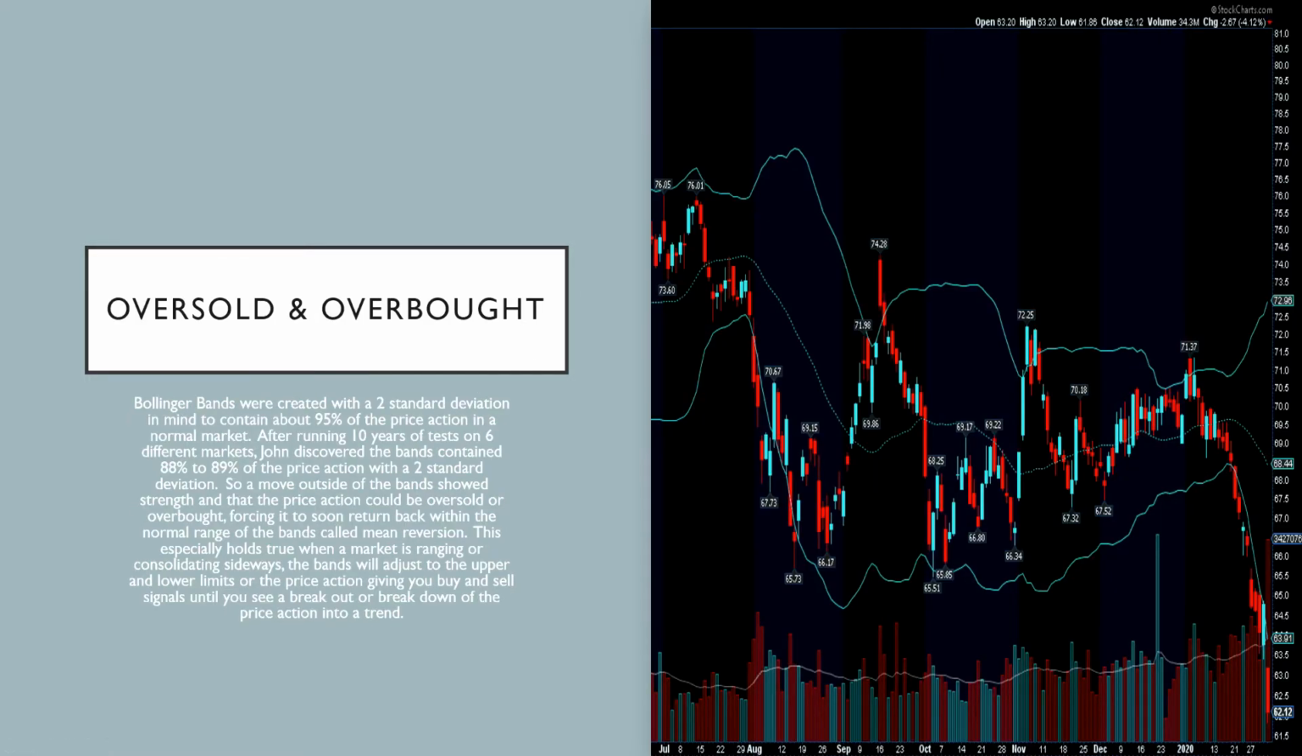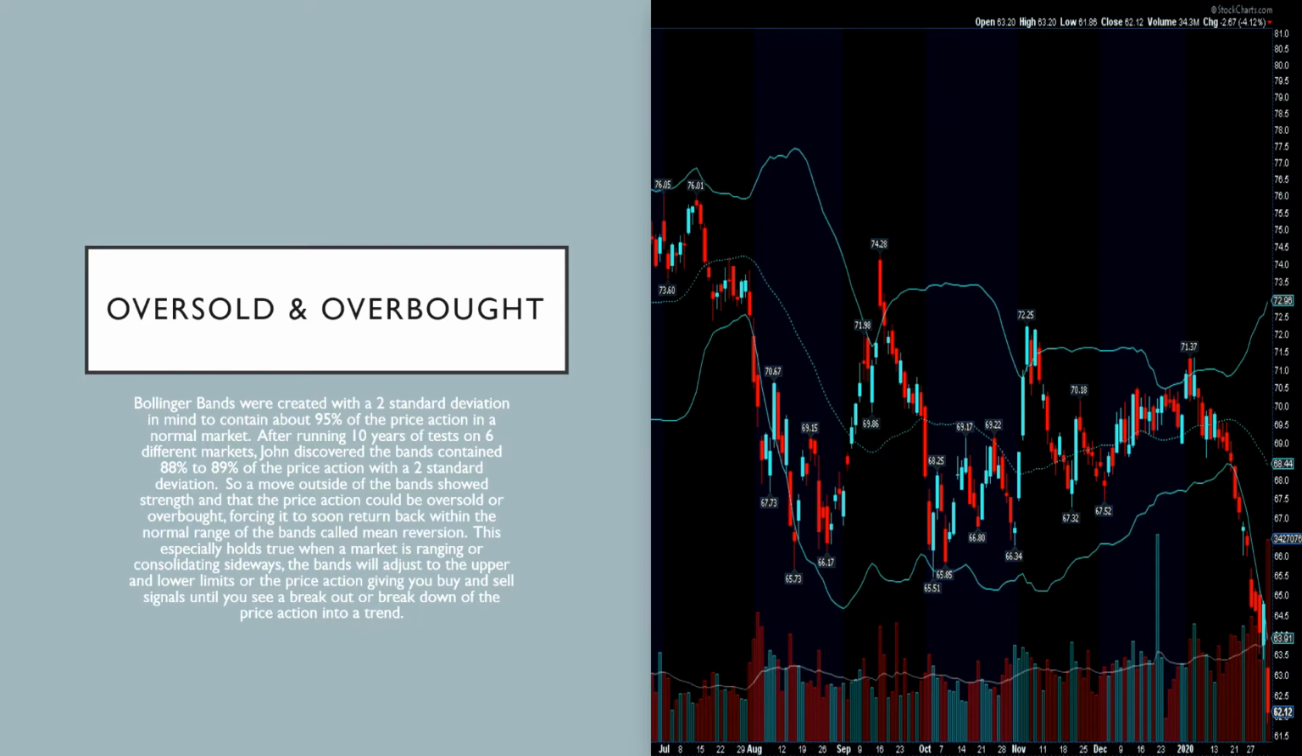All right, moving on. Oversold and overbought levels. Okay, Bollinger Bands were created with a 2 standard deviation in mind to contain about 95% of the price action in a normal market. Now, after running 10 years of tests on 6 different markets, John discovered the bands contained 88 to 89% of the price action with the 2 standard deviation. Okay, so the aim was 95% per the normal distribution concept.